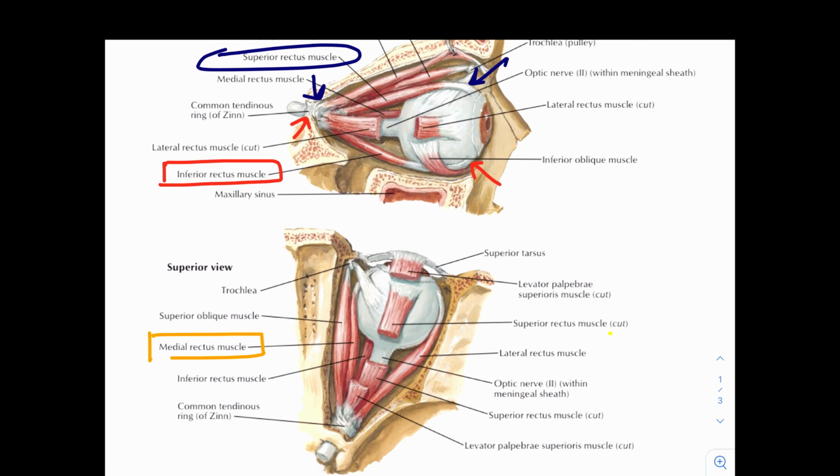The third muscle is the medial rectus. The medial rectus muscle also has its origin from the tendinous ring on the posterior wall of the orbital cavity, and its insertion is at the medial surface of the eyeball, just posterior to the corneoscleral junction. Its nerve supply is also from the oculomotor nerve, the third cranial nerve, and its action is to rotate the eyeball so that the cornea looks medially.